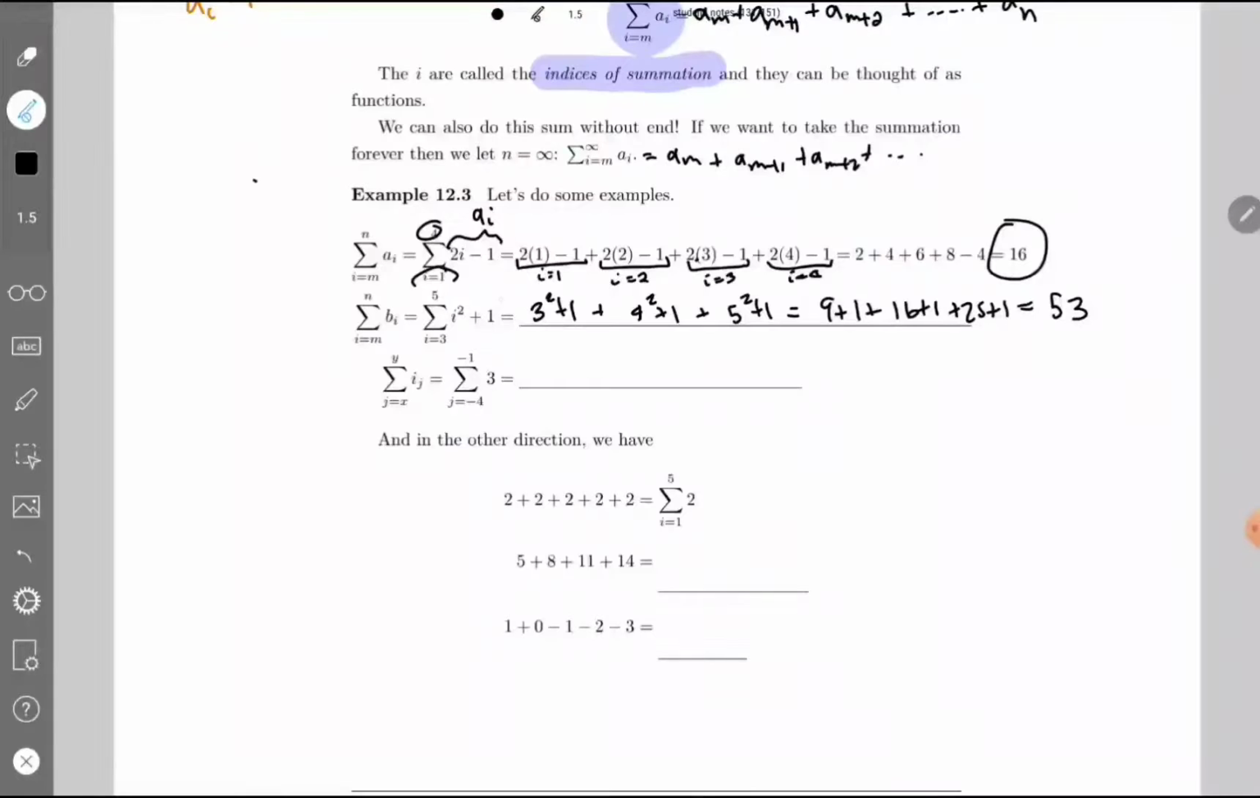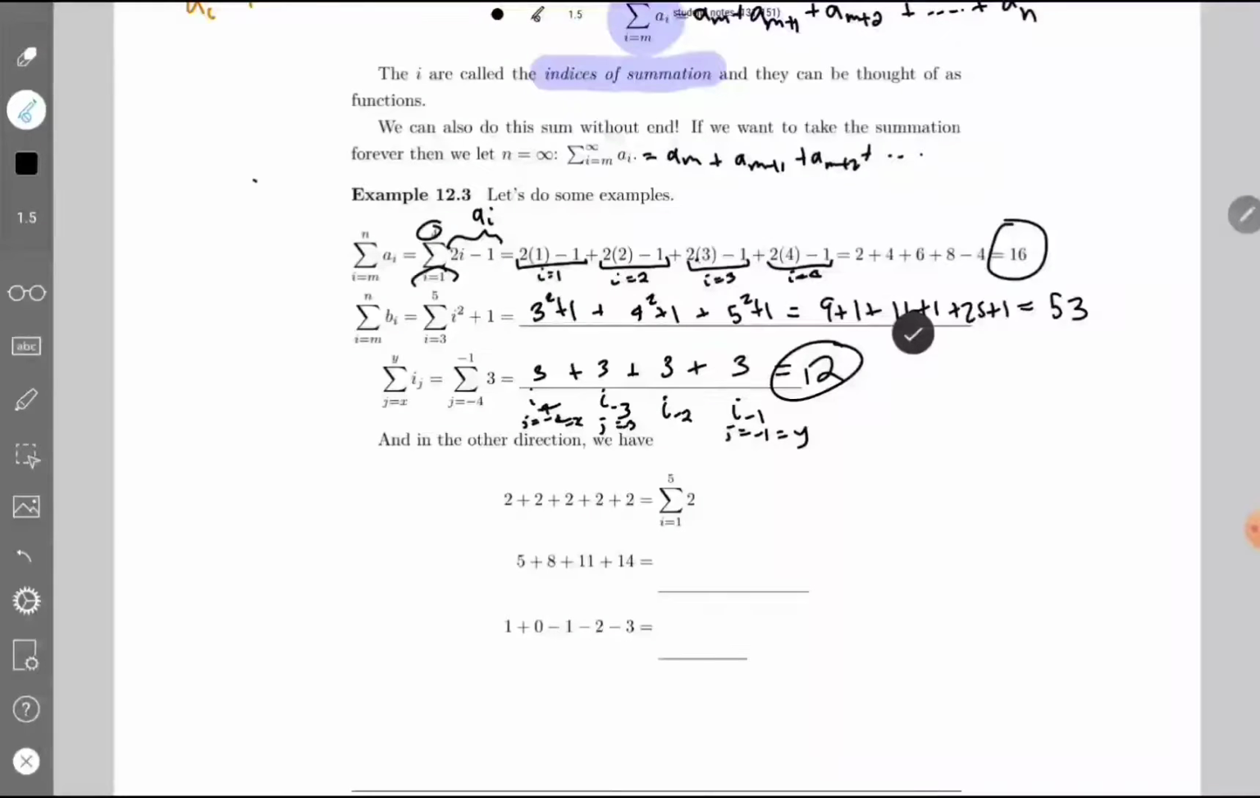So this means I have I of -4, this is 3, plus I of -3, we add 1, is 3, plus I of -2, this is 3, and then I of -1, this is 3. So here we have j is equal to -4, j is equal to -3, all the way to j is equal to -1. And so here the -4 is our x, and then the -1 is our y. So here we have 3 plus 3 plus 3 plus 3 plus 3. This should be easy. This is just 12, yeah?